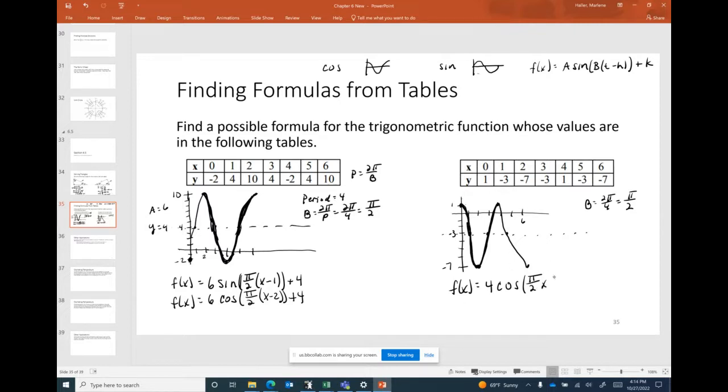We have no horizontal shift this time. Our vertical shift is down 3 because our midline is at y equals -3, right? So we'll do -3. And there we have the formula for this table of data.